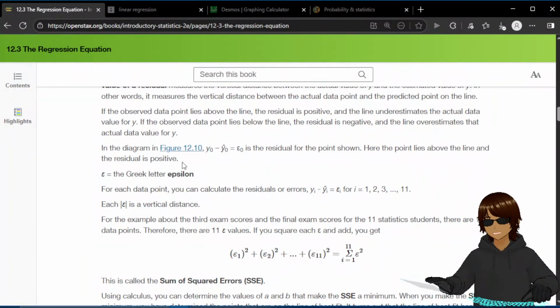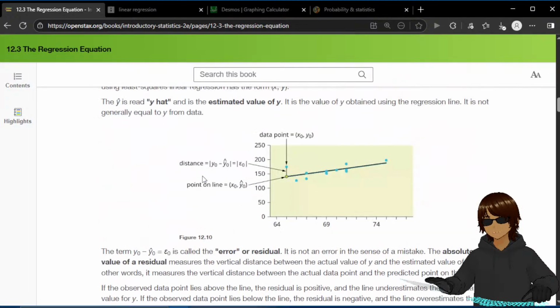In the diagram in figure 12.10, epsilon naught is the residual for the point shown. Here the point lies above the line and the residual is positive. Okay, so over here the residual is positive.